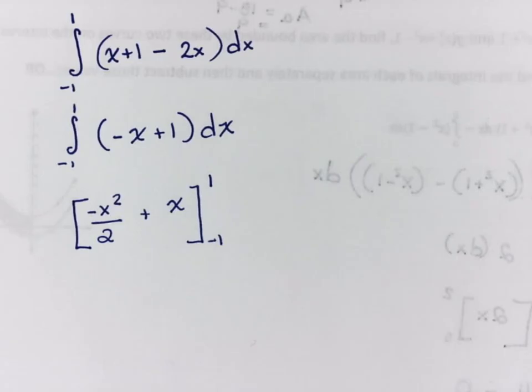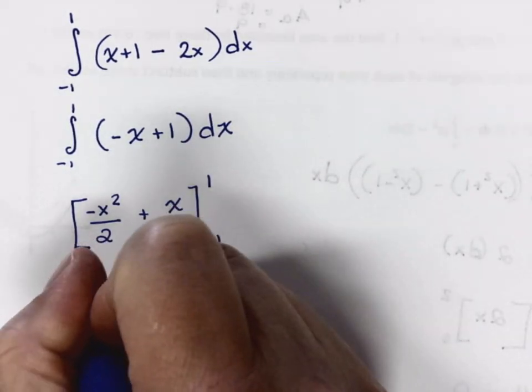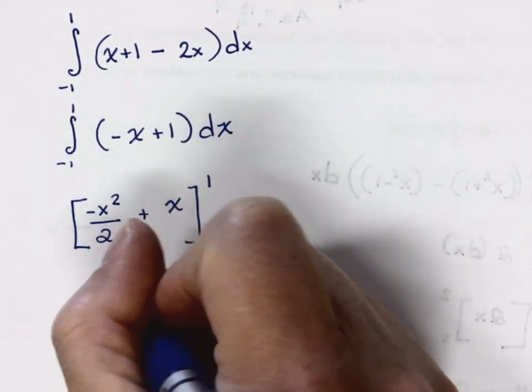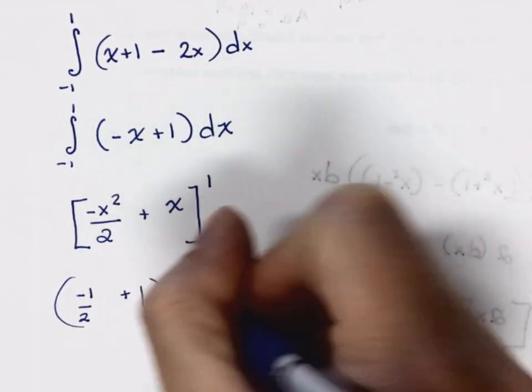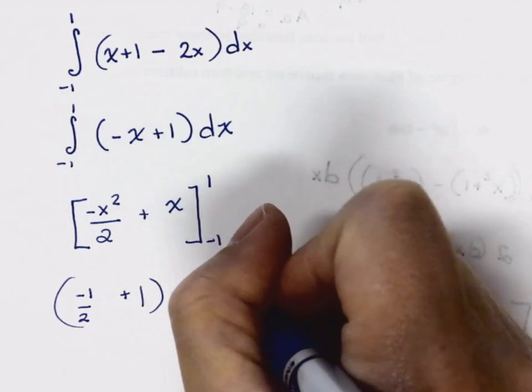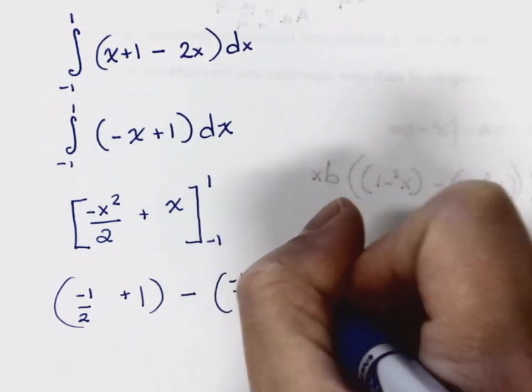Is everybody okay with my anti-differentiation there? We're all good? So we're going to evaluate our what limit first? Upper limit first. I like to say it out loud just so we can remember. So we're going to have -1 over 2 plus 1. And then subtract -1 over 2 minus 1.